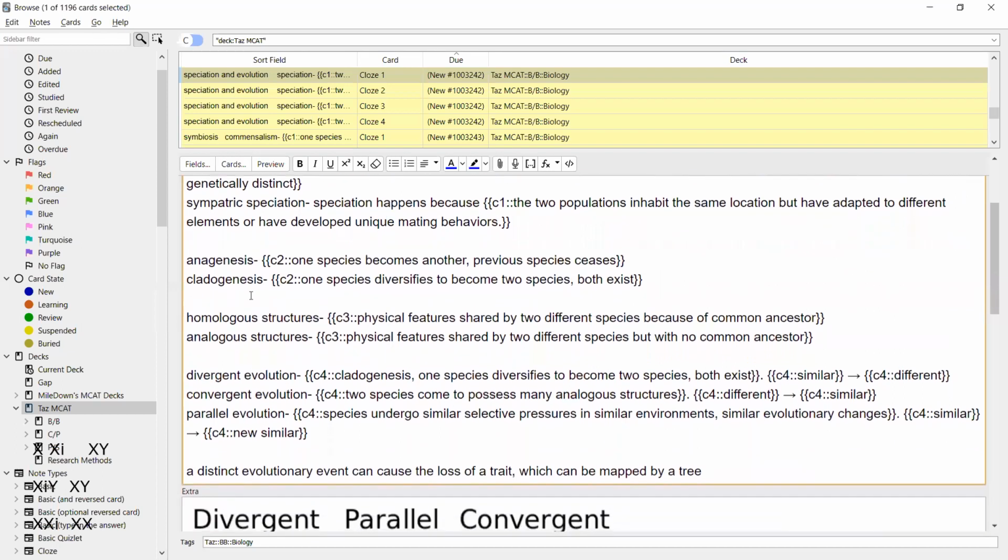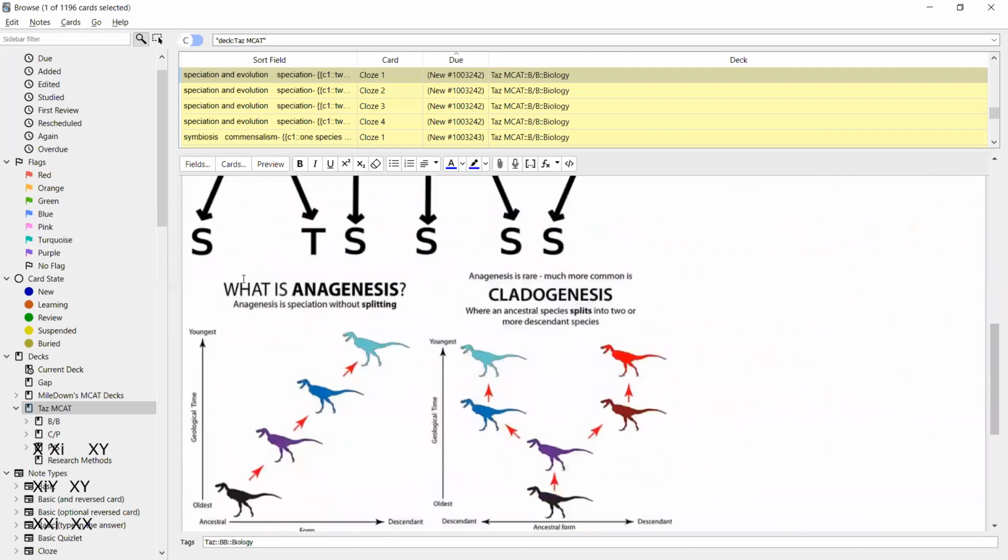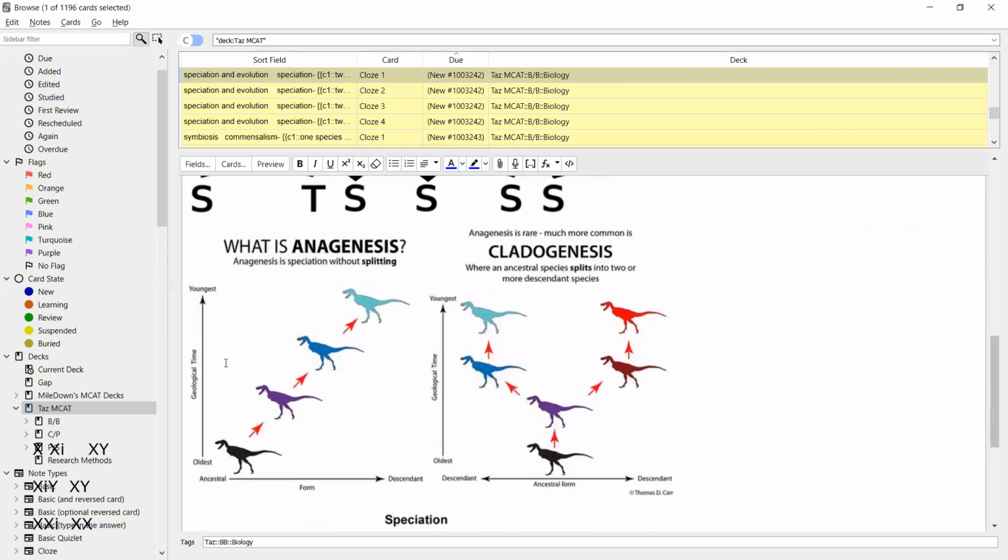Now we have this idea of anagenesis and cladogenesis, right? And I believe genesis is birth. So it's like, how was the species born? Anagenesis is that we're getting reproductive isolation without any splitting, right? It's just the next generation cannot reproduce with the older ones and so on and so forth. This is not that common. More common is that we have cladogenesis, which is splitting, right?